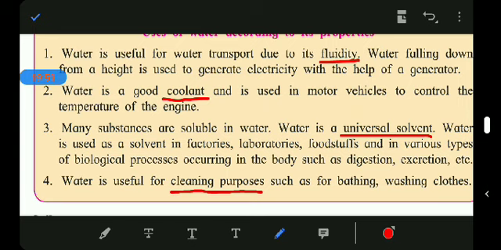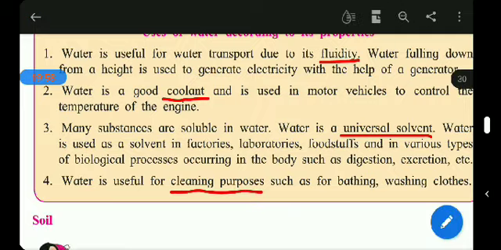That's it for today. Tomorrow we are going to start a new topic, that is soil.